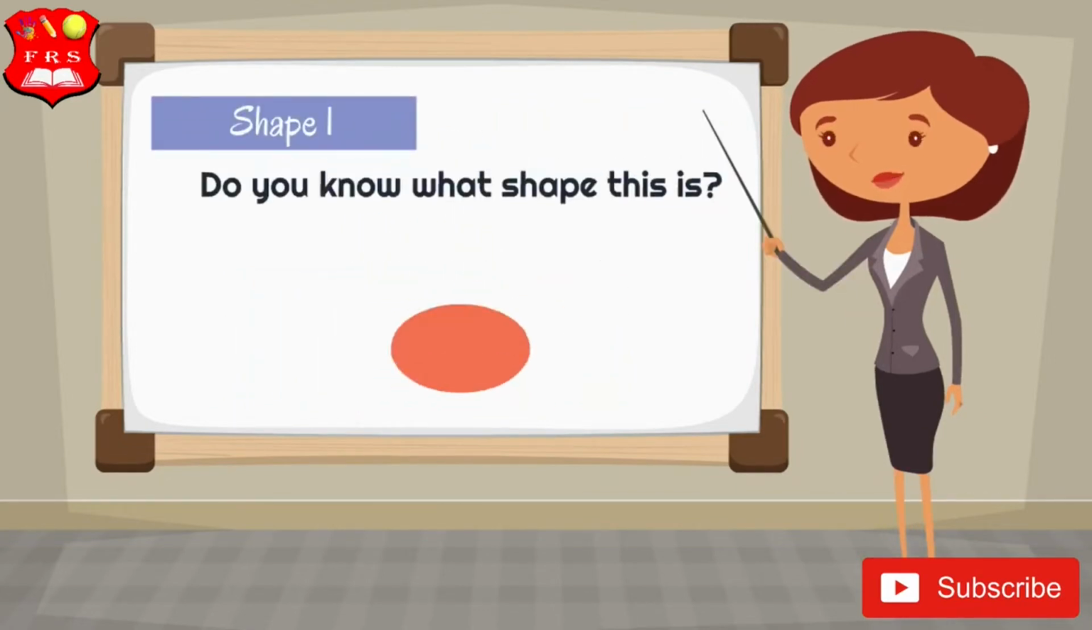Let's start with shape 1. Do you know what shape this is? You have 5 seconds to guess the name of this shape. Tick tock, the time's running. Time's up.